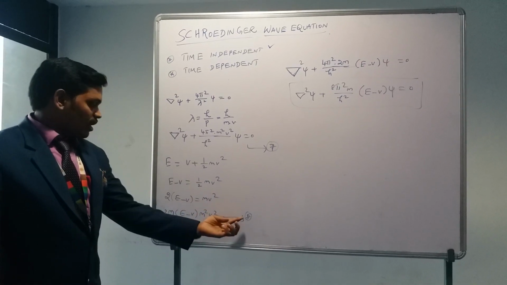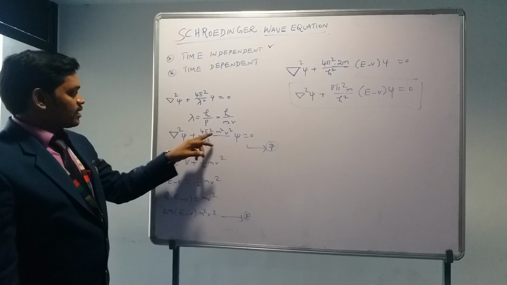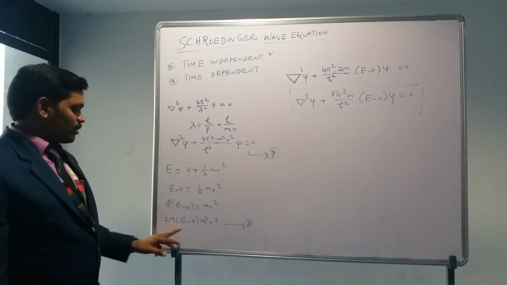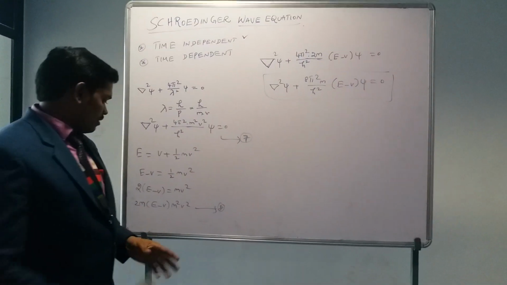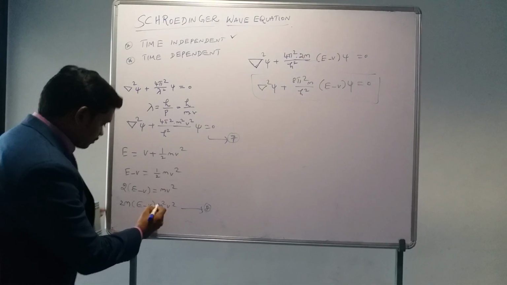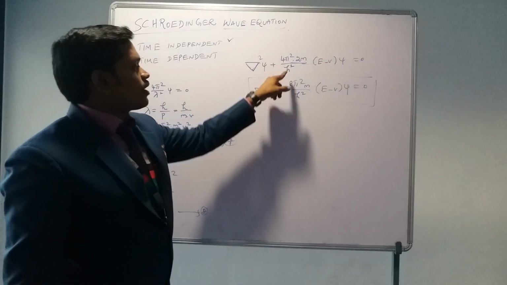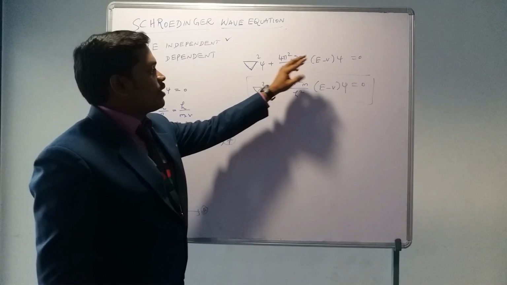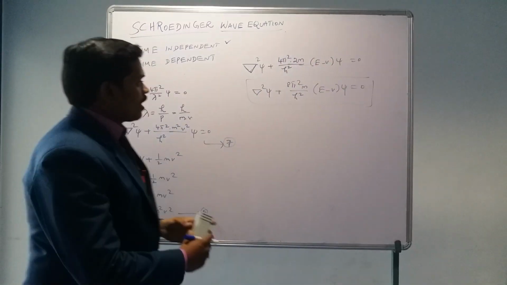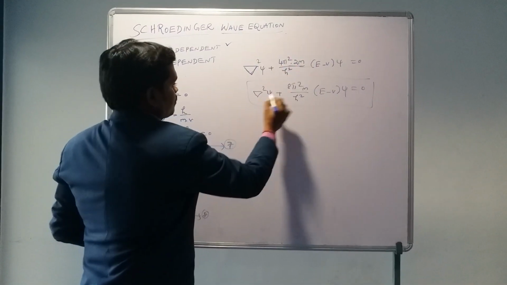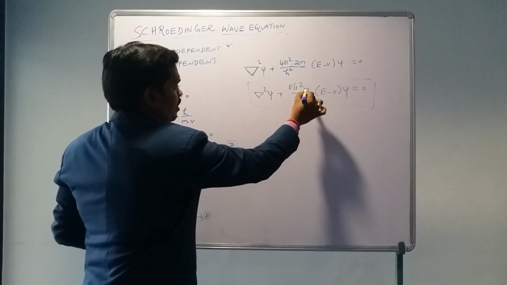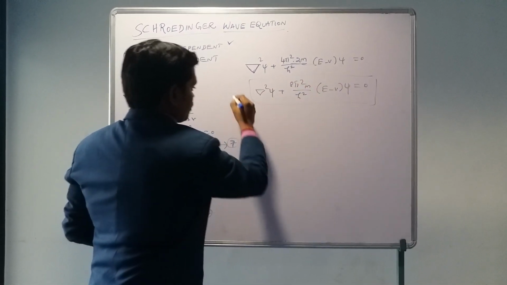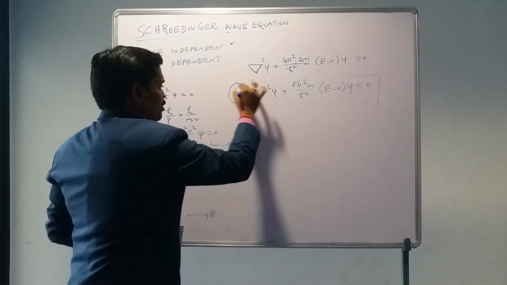Now, substituting this value in equation 7, that is, instead of m square v square we substitute 2m into E minus V, we get del square psi plus 4 pi square by h square into 2m into E minus V into psi equal to 0. Multiplying this out, we get del square psi plus 8 pi square m by h square into E minus V into psi equal to 0. This is the Schrodinger time-independent wave equation.